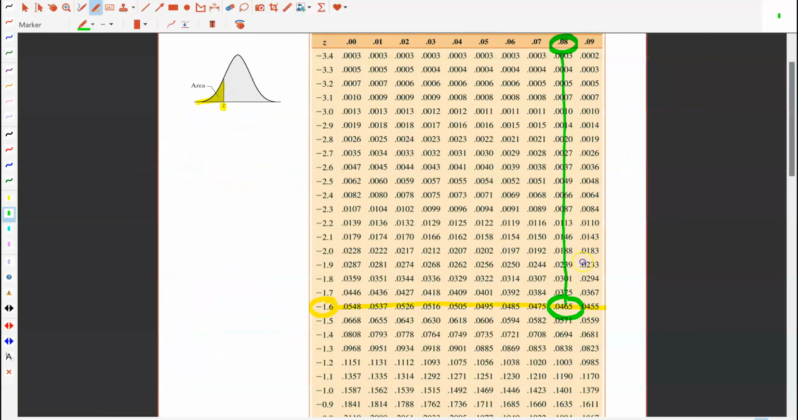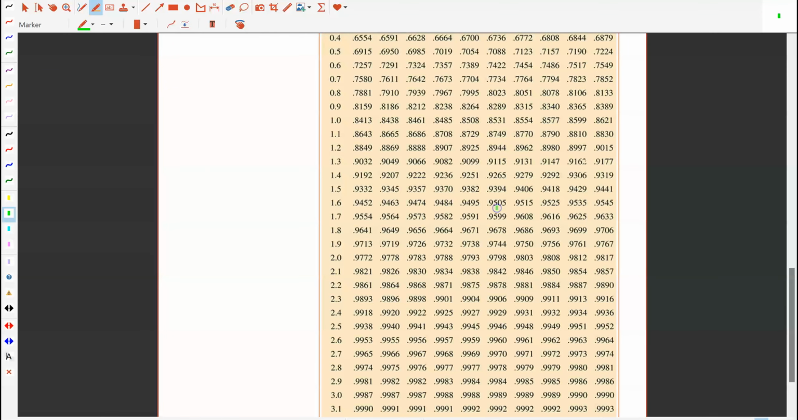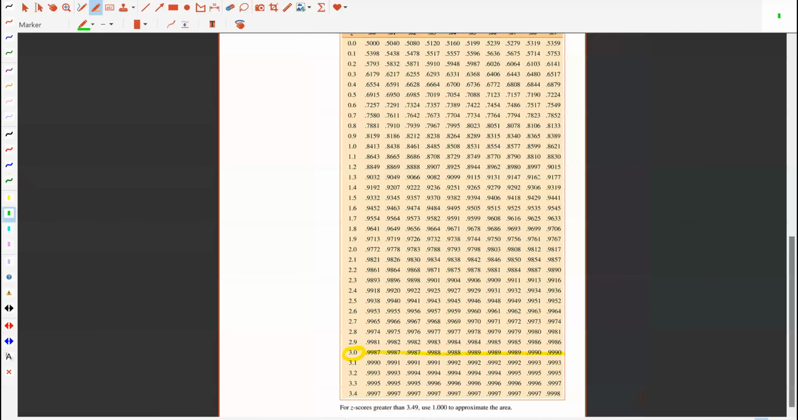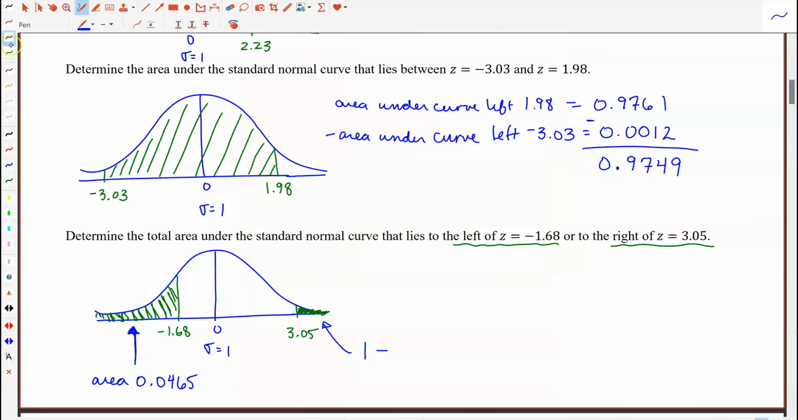So that value is positive. So I'll come over here to my positive values. I want 3.05. So here's 3.0. And then I want to grab 5 up here, and then come down that column. All right, so where the 2 intersect is 0.9989. So 0.9989. And that value should make sense.